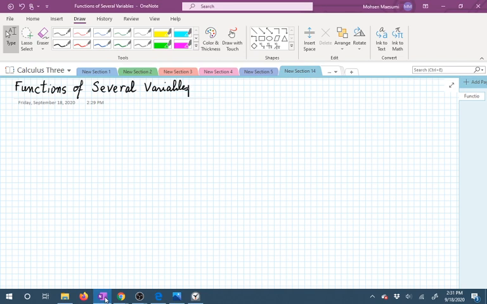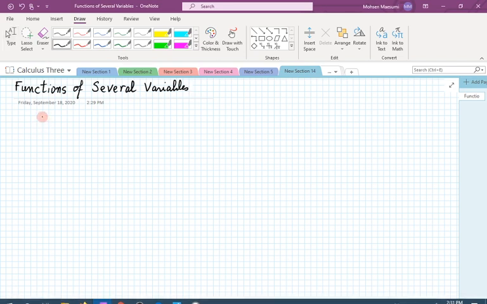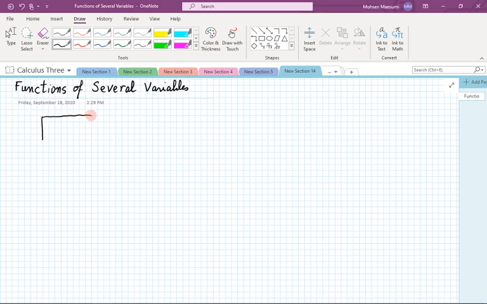A very simple example would be the function that expresses the area of a rectangle in terms of the length of its sides. So suppose we have a rectangle. We call this side, say, x. This side we call it y. Well, the area of this, obviously, is x times y. So this is a function of two variables, x and y.